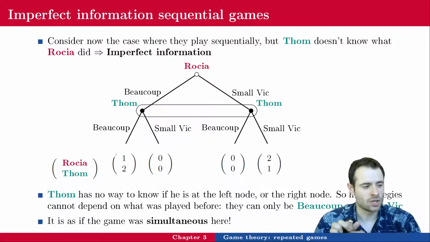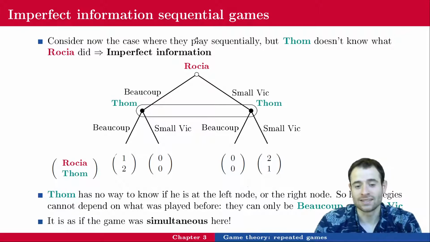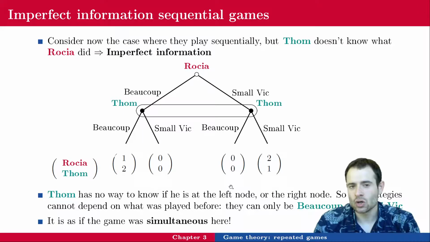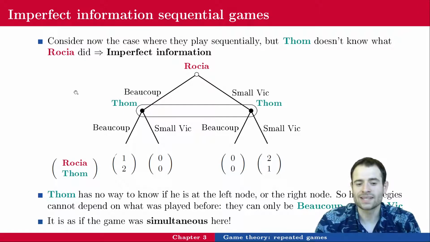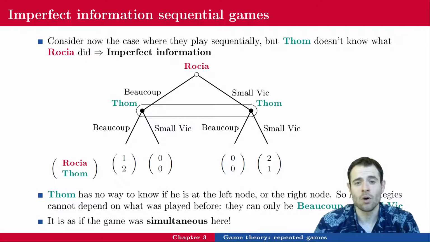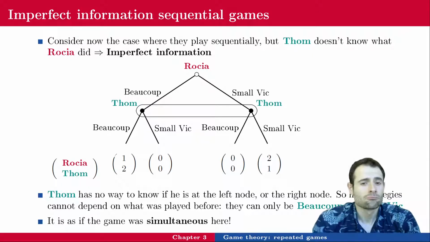So what's interesting with this diagram is that whether the game is sequential or simultaneous, the game is exactly the same. The normal form game will be exactly the same as well, because Tom only has 2 options, Rosia has 2 options. Well, by options I mean strategies, sorry. And we are back to the original simultaneous move game.